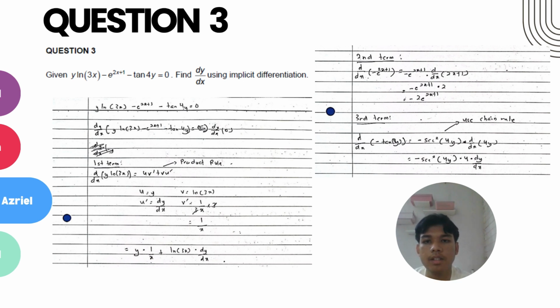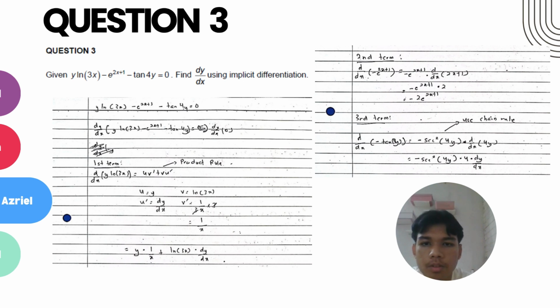By this equation, we can split it into 3 different terms: the first term, y ln 3x, the second term, e to the power of 2x plus 1, and the third term, tan 4y. For the first term, we can rewrite it as d over dx of y ln 3x. We can solve it using the product rule, which is equal to uv prime plus vu prime. In this case, we let y equal u, and we let ln 3x equal v.